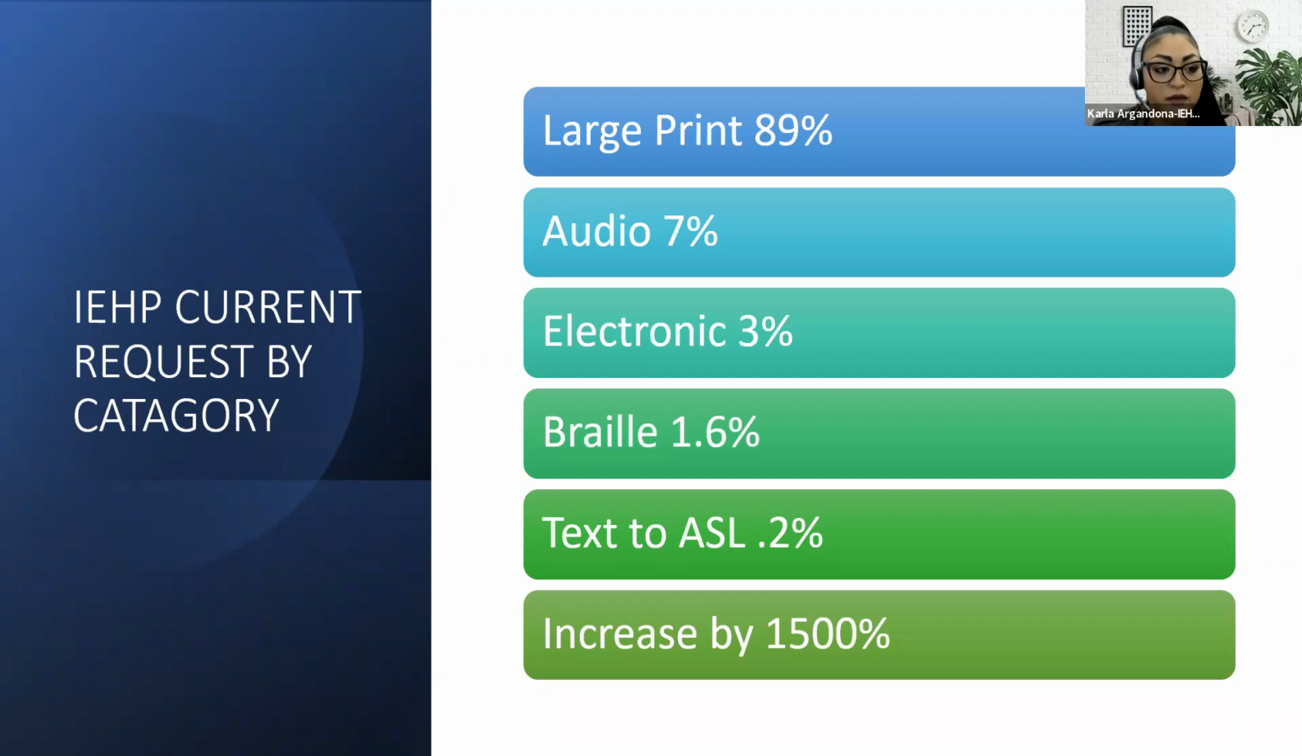As you see on the screen, 89% of our members that have a standing request have requested large print. 7% is audio, 3% is electronic, 1.6% is Braille, and 0.2% is text to ASL. With DHCS recently sending all health plans a report informing them of members who have requested an alternative format, we noticed that our standing requests are going to increase by 1,500%. So our team has a lot of work ahead, but we are ready to provide the alternative formats for our members. If we can go to the next slide.